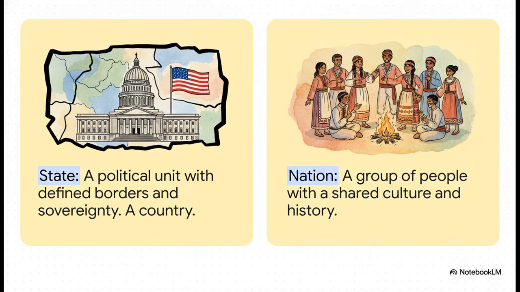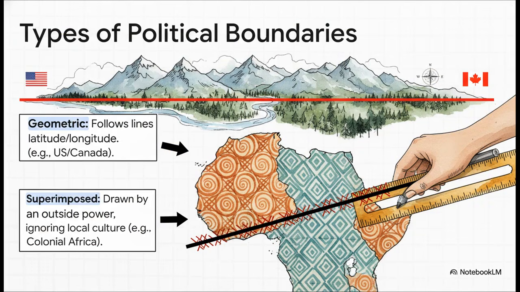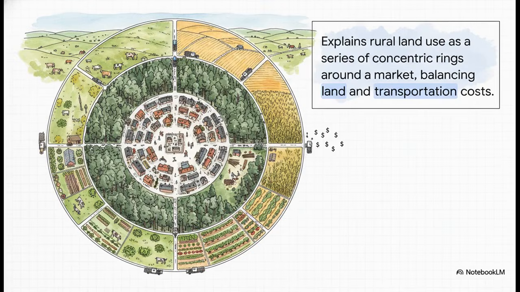major conflict. And how those borders get drawn? Oh, it matters. A lot. Some are geometric, just straight lines drawn on a map, like a lot of the US-Canada border, completely ignoring mountains or rivers. But the ones that cause the most trouble are superimposed boundaries. These are borders drawn by an outside power, usually a colonial one, that totally ignored who was actually living there. They just carved up continents like Africa, lumping rival groups together and splitting others apart, creating tensions that are still playing out today.